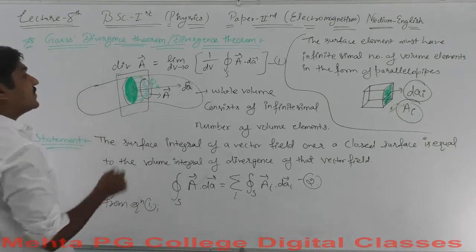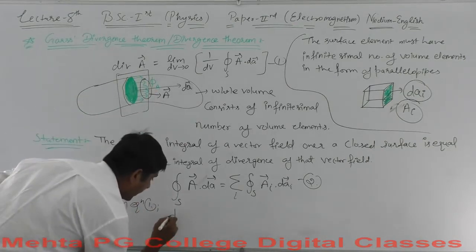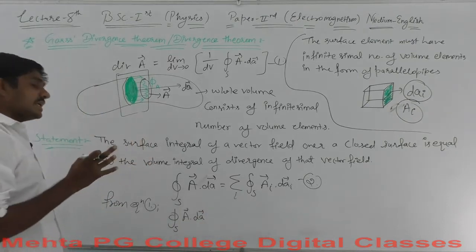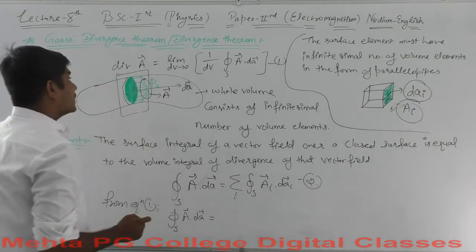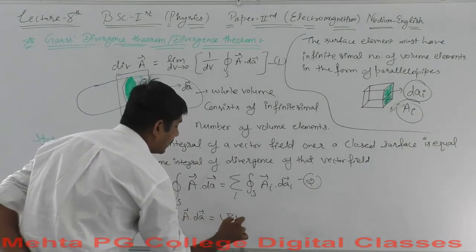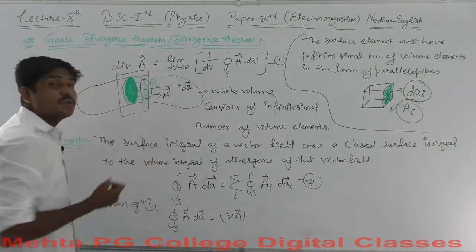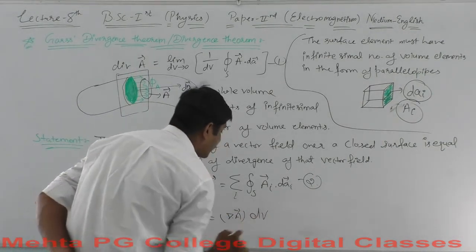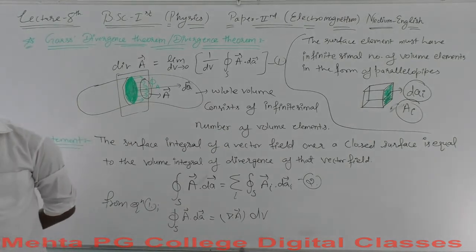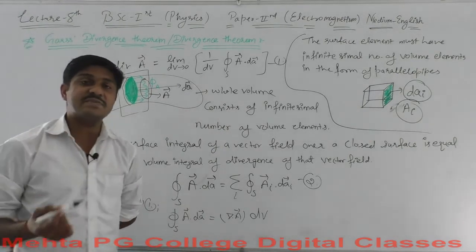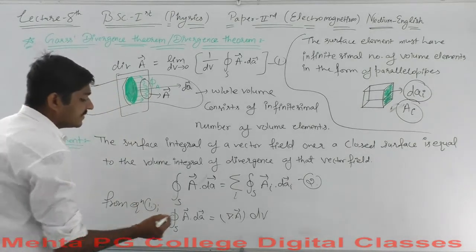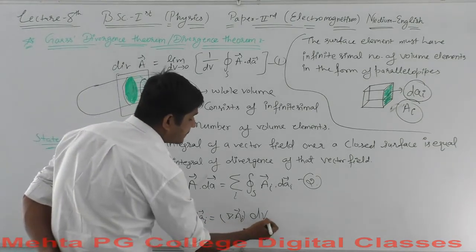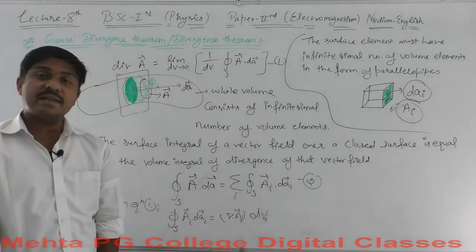From equation 1, what we have is the integration over a surface of A dot dA vector is equal to del dot A vector, or the divergence of A vector, multiplied with dV. Yes, this is from equation 1. But what if this is considered for the ith element? Then we will simply say this is Ai dot dAi equals del dot Ai dVi. This is for the ith element. Say this is equation 3.